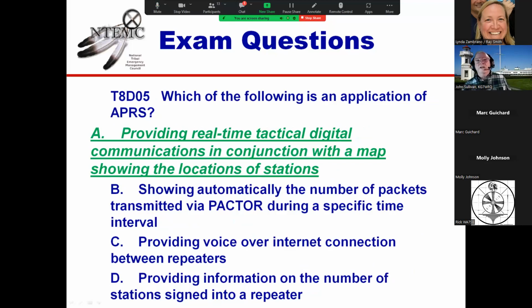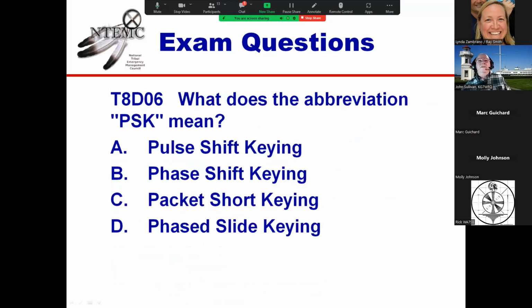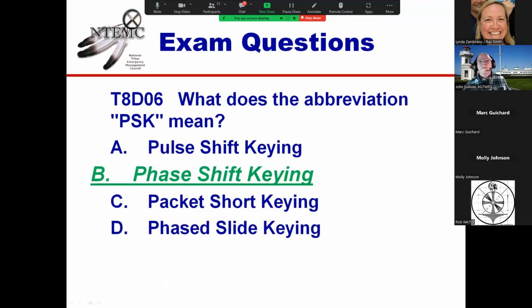What does the abbreviation PSK mean? We talked about that at sort of the beginning here. It is phase shift keying. PSK31 was the mode we talked about, which is phase shift keying that's 31 hertz wide.